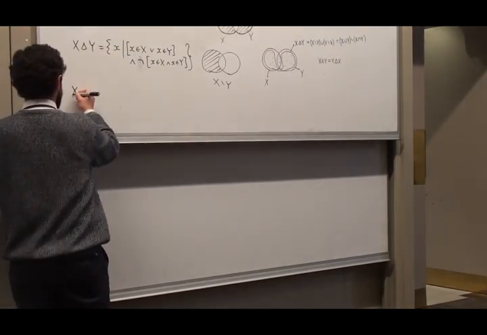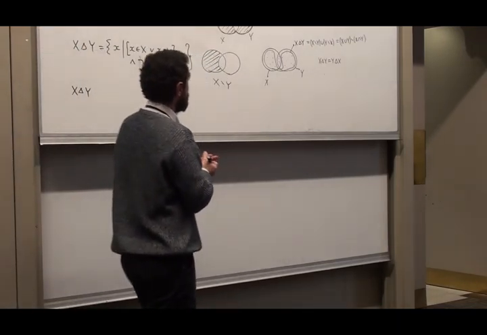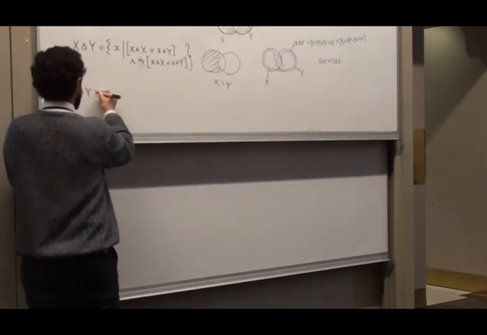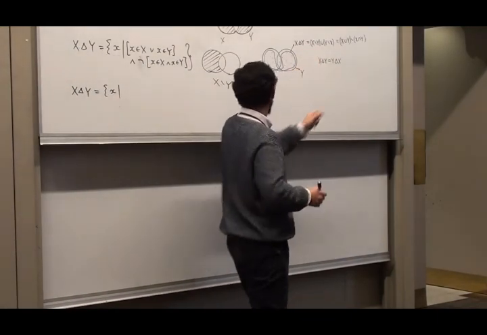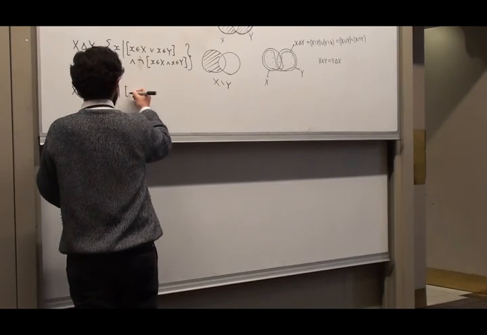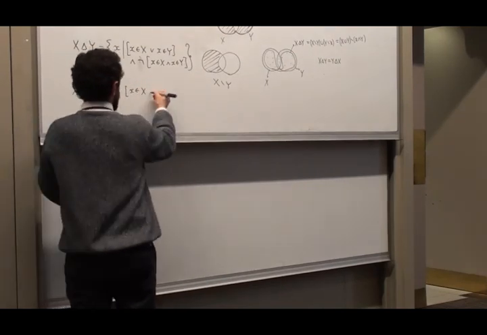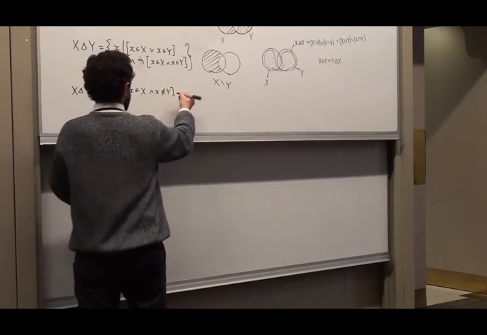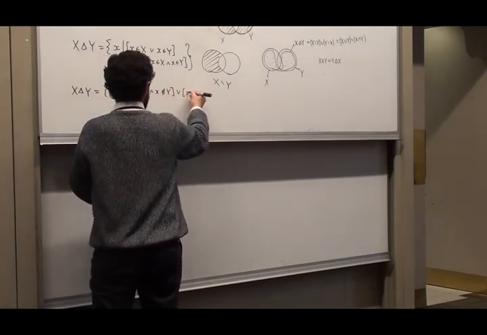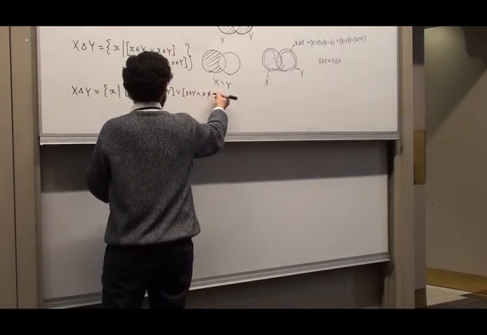So that's one way of defining it. Another way of defining it is what we wrote out there. So expanding now this equality, we could say it's all the x's such that x is in X and x is not in Y, or x is in Y and x is not in X.